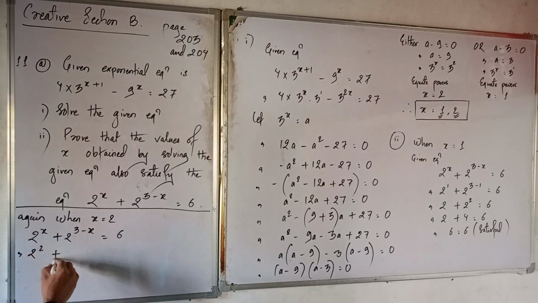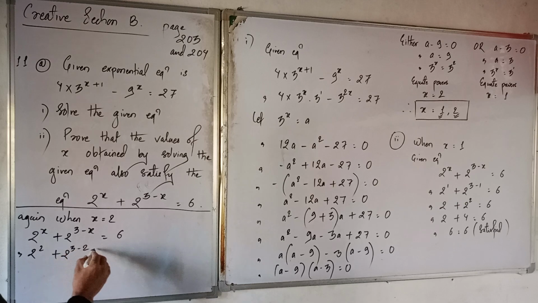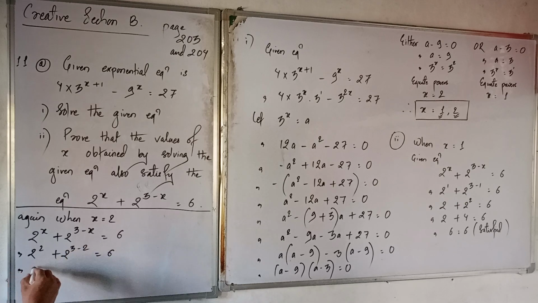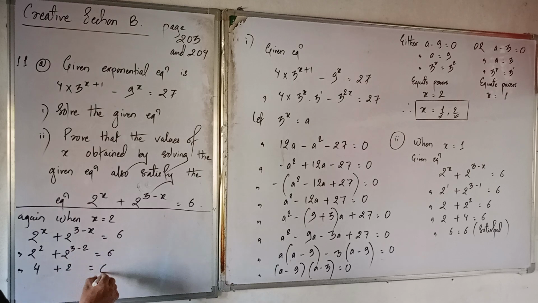2 power 2 plus 2 power 3 minus 2. The value remains the same. It also satisfies. So 3 minus 2, that is 1. You don't need to write this. So 6 equals 6, satisfied.